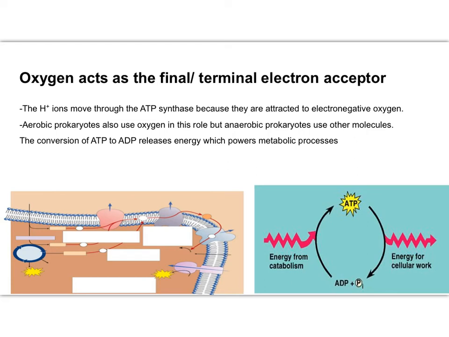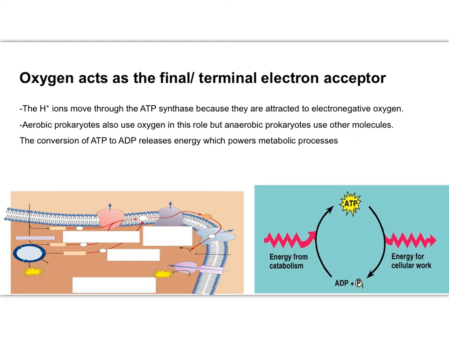Just a reminder that oxygen is going to act as our final electron acceptor here. Those hydrogen ions are moving through that ATP synthase, both because they're attracted to the electronegative oxygen and the fact that they don't want to be there. They want to naturally spread out and get away from each other.